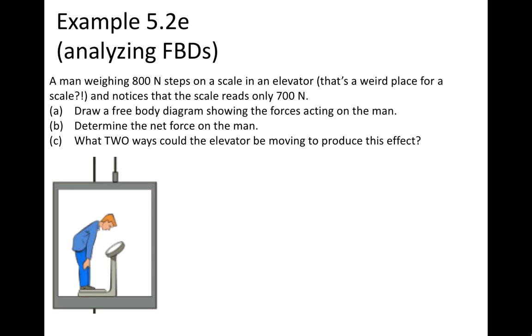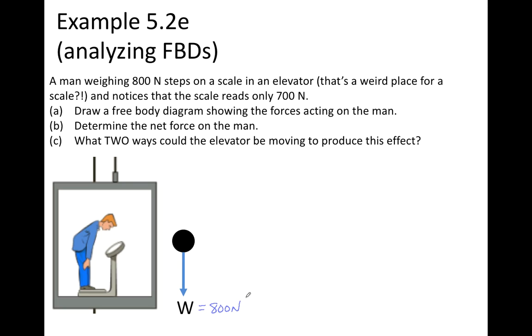In this example, we have a man that weighs 800 newtons that steps on a scale that's in an elevator. And he notices that the scale reads only 700 newtons. Well, that's weird. How could he lose weight? Well, you're going to see that he actually didn't lose weight, and we can show that if we analyze the forces. So here's the man, and the man is being acted on by the force of gravity, aka weight, and we're given the value of that weight as 800 newtons.